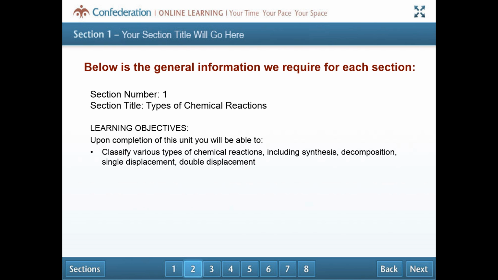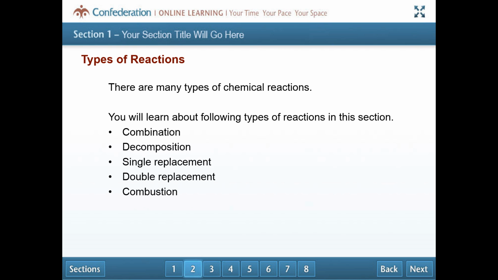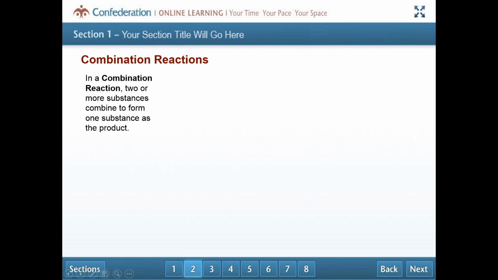So the different types of chemical reactions we're going to look at are synthesis, decomposition, single displacement, double displacement, and also combustion reactions, which we've also talked about a little bit in organic chemistry. So these are the types of reactions that we're going to be looking at. And then let's get right into it.